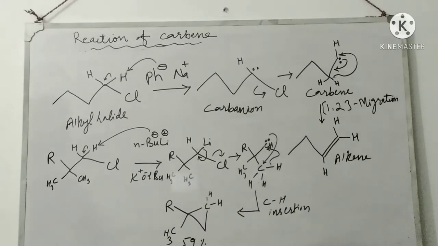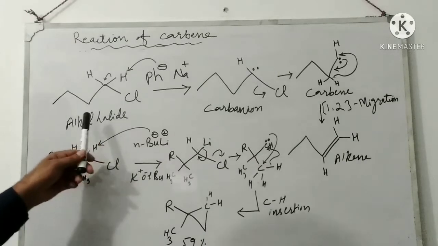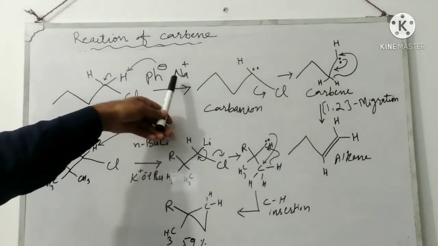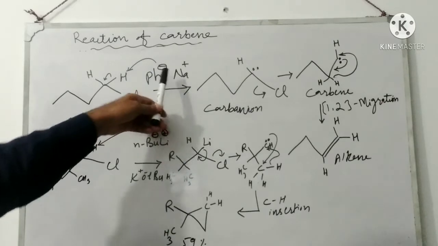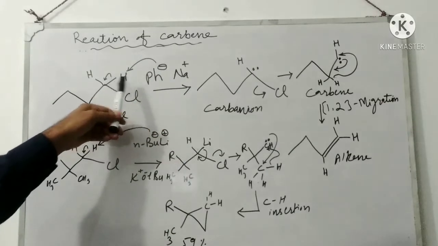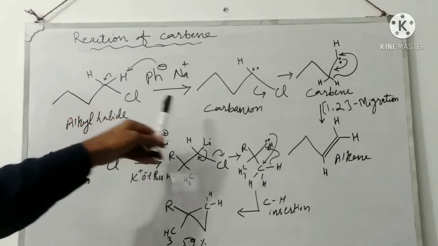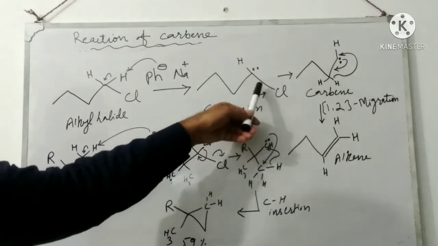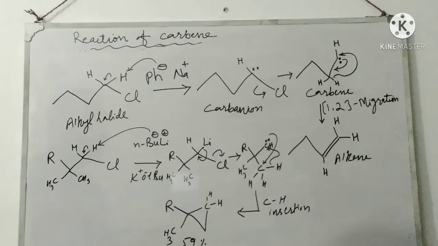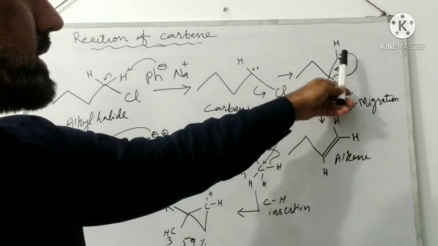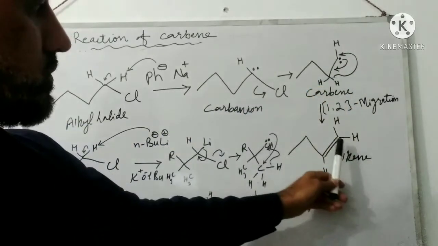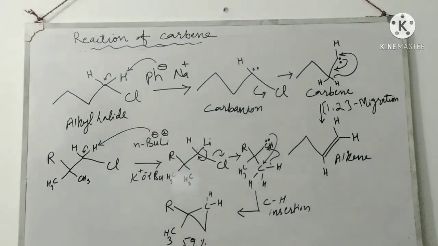So as we are discussing the reaction of the carbenes, here is another example. If this is the alkyl halide, this alkyl halide reacts with a base like phenyl sodium. The phenyl base takes this proton to generate the carbanion through alpha elimination. When this chloride leaves, it generates the carbene. Then this carbene undergoes 1,2 migration of this hydrogen, and these 2 electrons of the carbene are shifted here to make this alkene as a product.